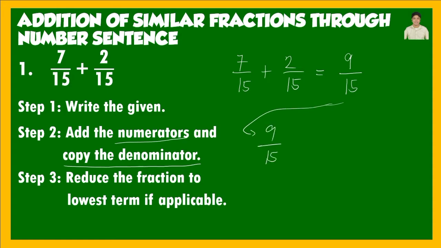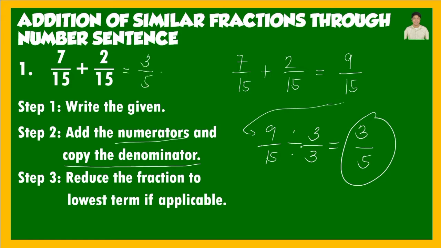So, what is the GCF of 9 and 15? So, pwede tayong gumamit ng continuous division kung nalilito tayo. Pero kung kaya naman natin siyang i-determine or malaman mentally, kasi kabisado natin, pwede naman. So, in this case, the GCF is 3. So, we divide both numerator and denominator by 3. So, 9 divided by 3, we have 3. 15 divided by 3, we have 5. Therefore, the lowest term or the simplified form of 9 over 15 is 3/5. So, our answer here is 3 over 5 or 3/5.